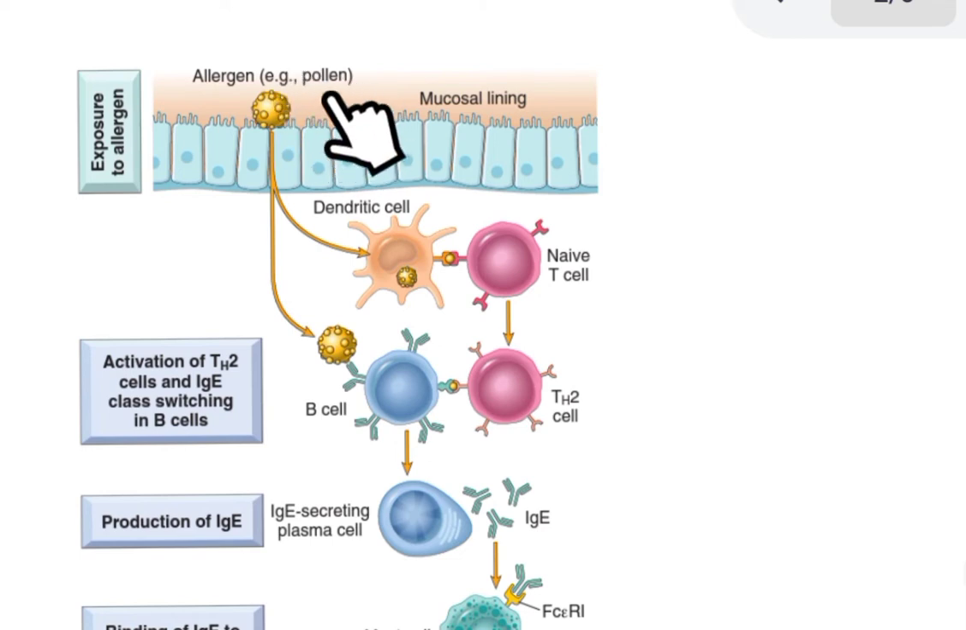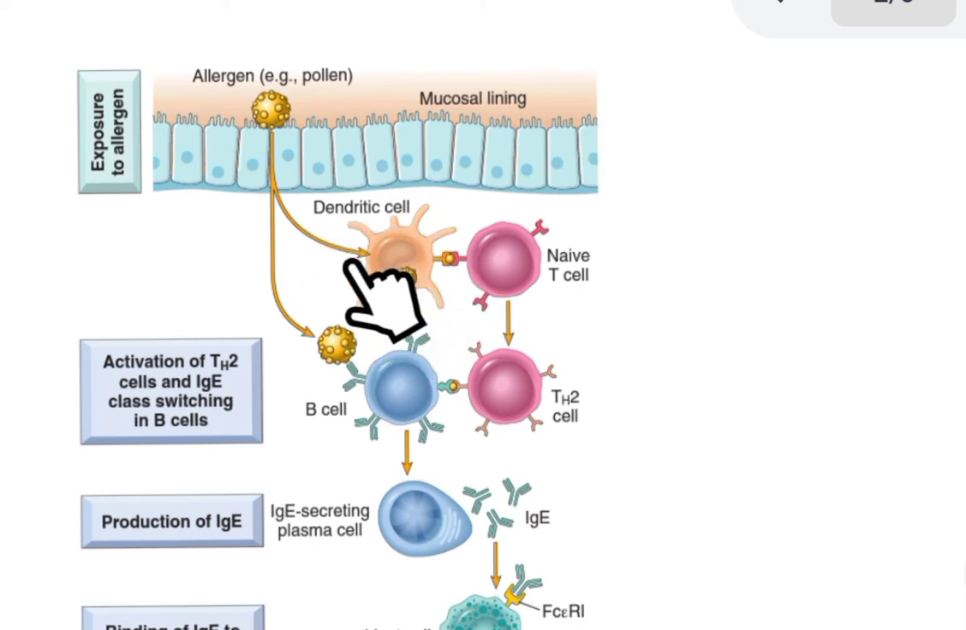When this pollen crosses the epithelial cells or the mucosal lining into the tissues, it encounters different white blood cells. In this case, we have got dendritic cells, naive T cells, T helper 2 cells, and B cells. The dendritic cells are part of the innate immune system, and they are known as antigen-presenting cells.